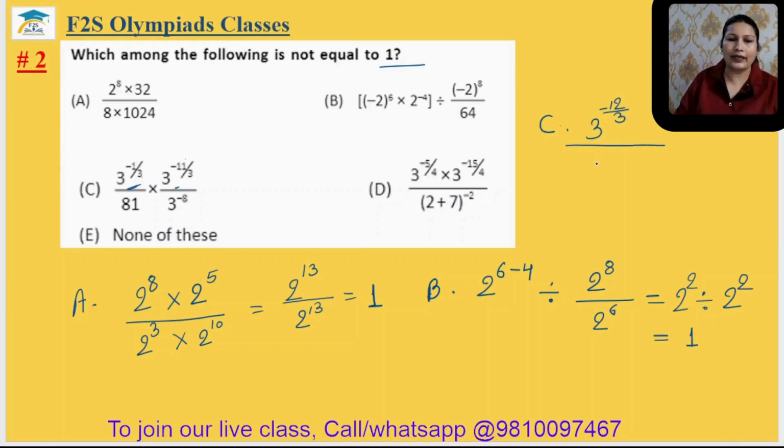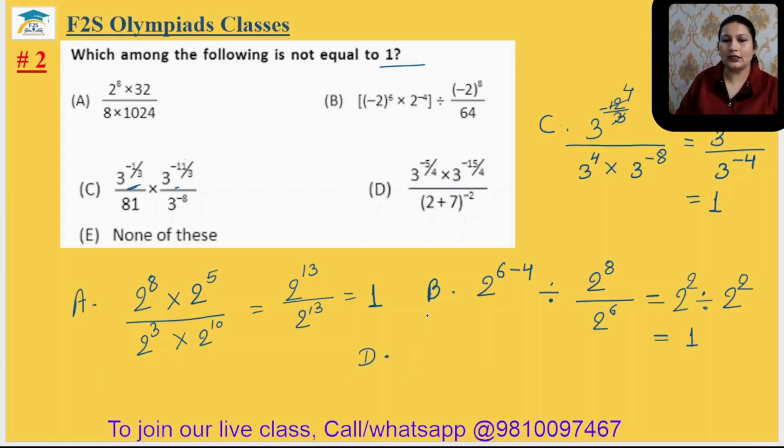upon 81. We can write 3 to the power 4 multiply by 3 to the power minus 8. Here 3 4s are 12. So 3 to the power minus 4 upon 3 to the power minus 4. Why it is so? Because 4 plus minus 8 equal to minus 4 equal to 1. C could not be the answer. Come to the option D.